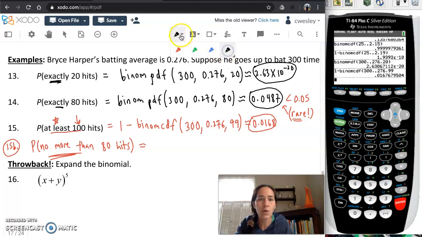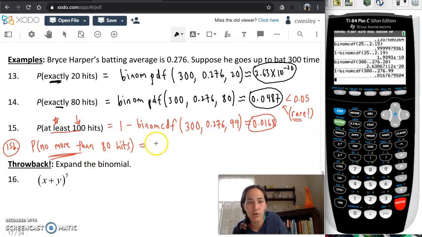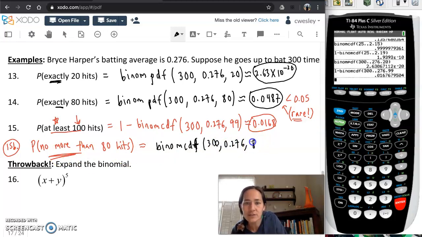So what do we care about? Well, we care about no more than 80. So what's the lowest? 0 hits up through 80 and no more. Let's just do a straight binomCDF for this last one. Whoops, CDF. And then start with 300. Probability of getting a hit, 0.276, and we want to add up all the cases through 80. So it's the same setup as number 14, just with a CDF instead of a PDF, if you see that terminology. So try that with the CDF, and you can pause the video and try it on the calculator, but check your answer with this one, 0.387.